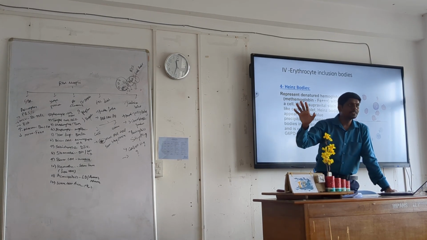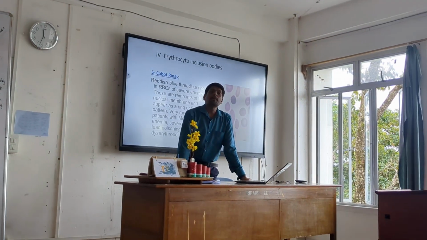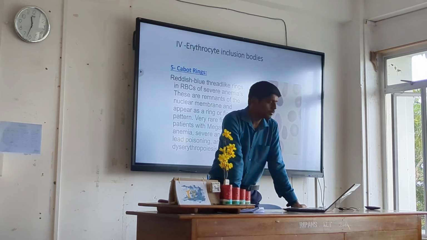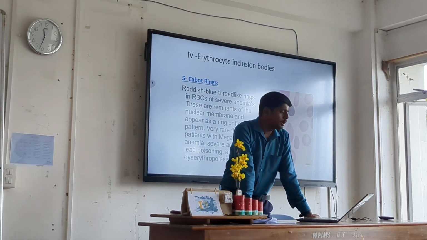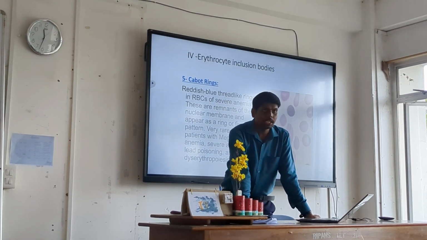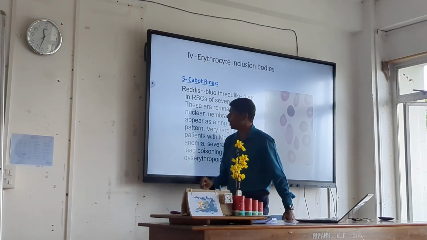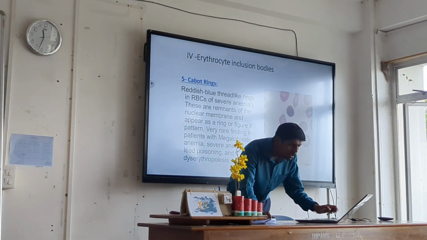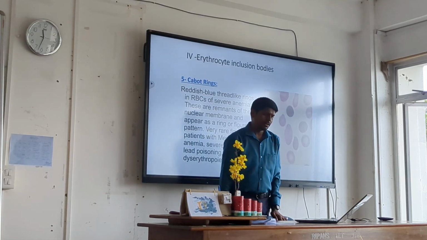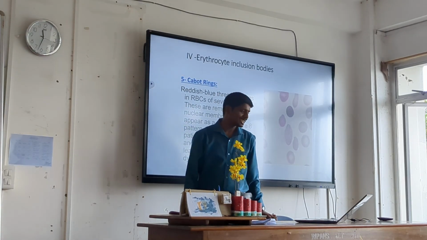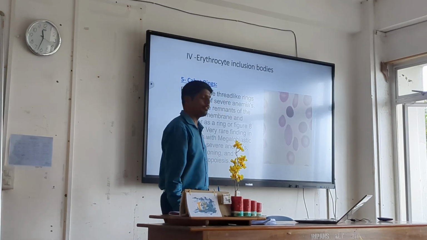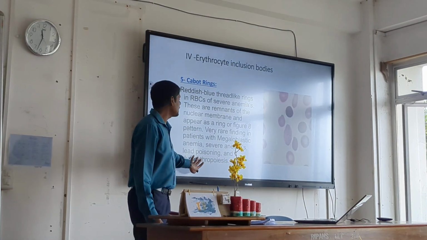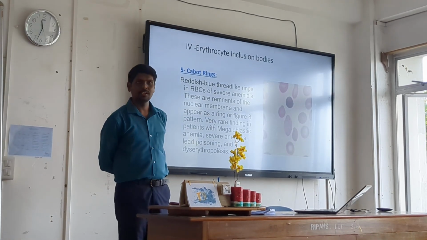Heinz bodies clear, right? Next, Cabot rings. Last and final, Cabot rings. Cabot rings are especially seen again in heavy metal poisoning like lead poisoning and dyserythropoiesis. Literally, I don't know what dyserythropoiesis is. Anyway, this is a very rare condition associated with severe anemias and lead poisoning. Okay, Cabot rings.